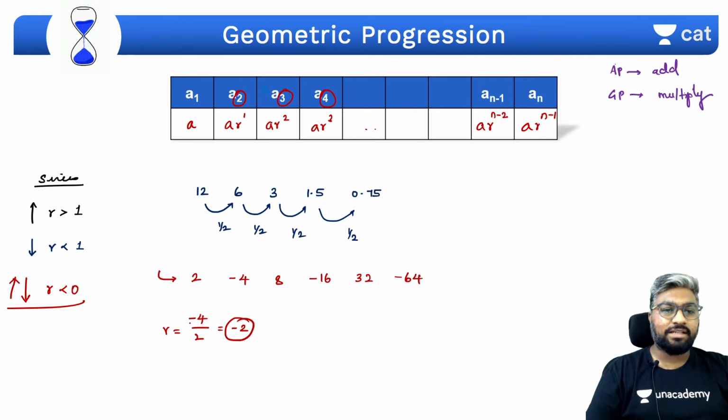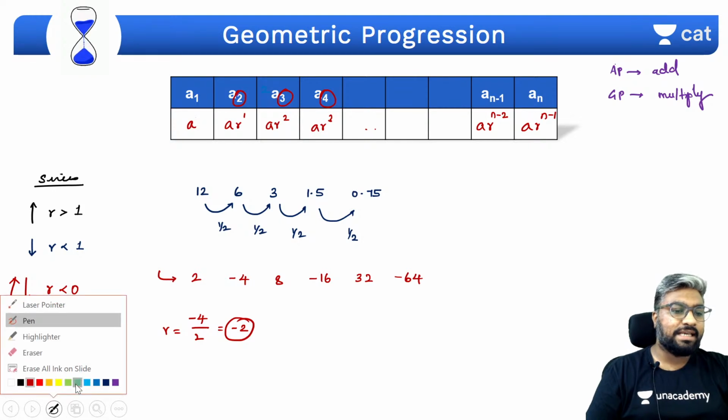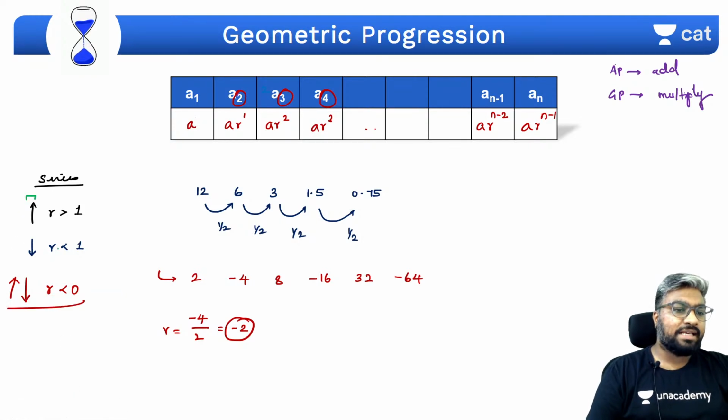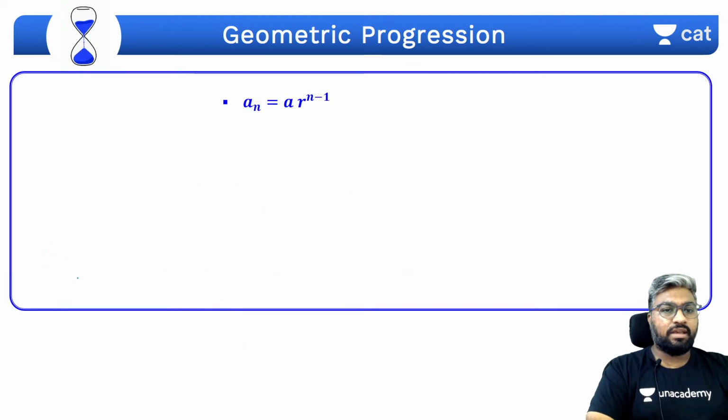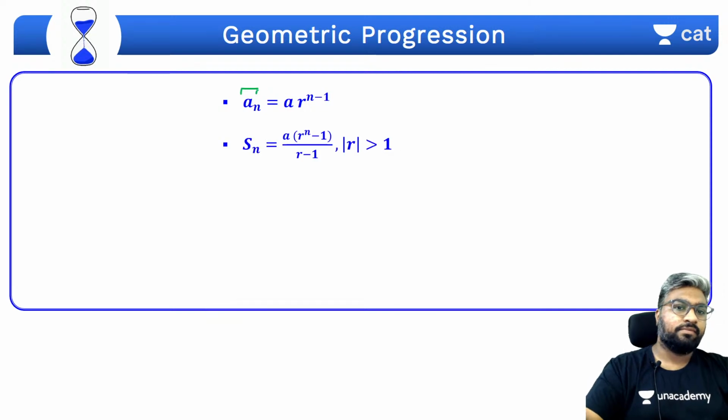Alright, done guys, understood. So if R is greater than 1, the series is increasing. If R is less than 1, the series is decreasing. If the series doesn't increase or decrease consistently, that basically means the R would be a negative term. Okay, chalo. So we understood how to find out the nth term of a geometric progression.